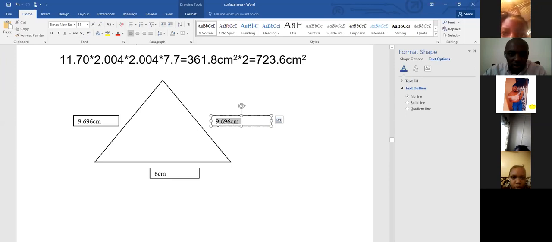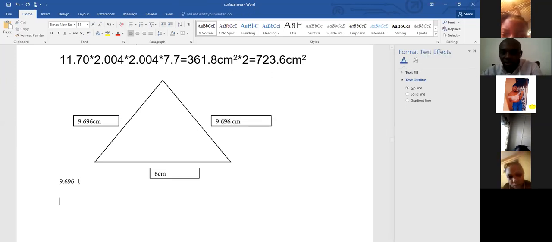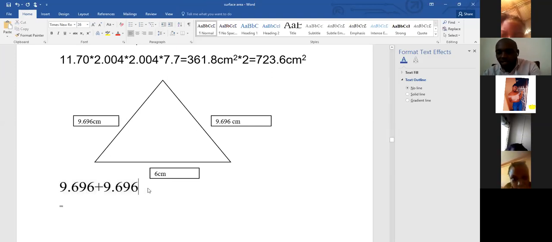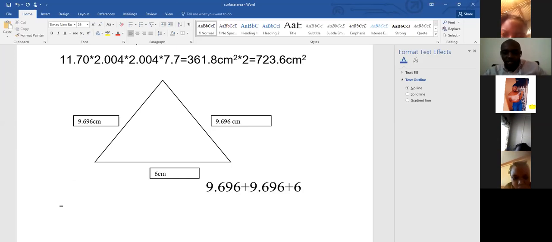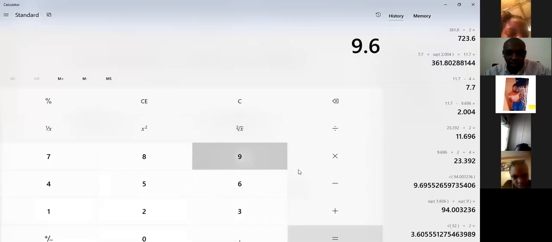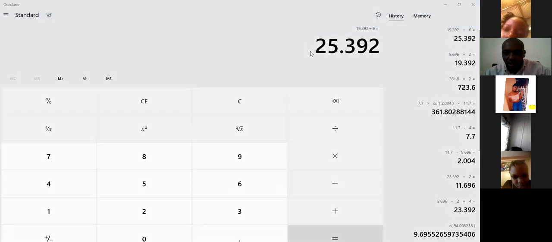I don't own the whole formula. I paste that one. I say plus, sorry, plus, this is wrong, this. Plus 9.696. And this one I can make them bigger so that you can see them properly. And then I can say plus 6. I can say the answer is equal to 9.69 plus 9.69 plus 6. I share calculator here. 9.696 times 2 equals, and then I add 6. This is the answer.